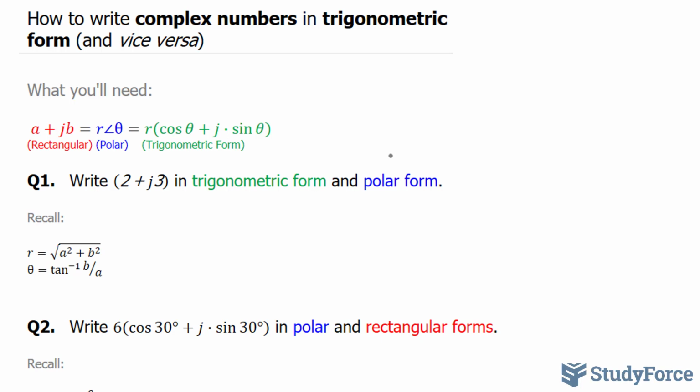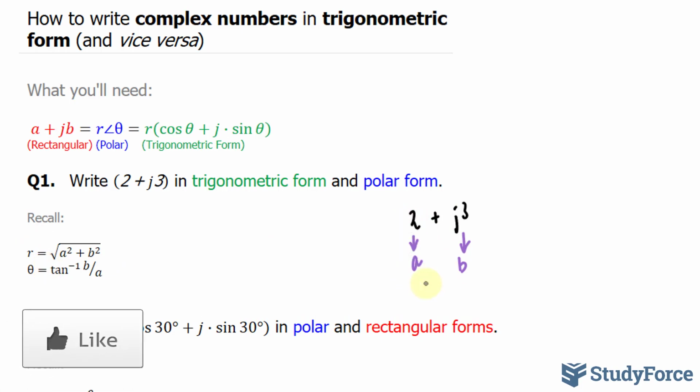You can then use your radius and your angle and plug it into this formula. To go from rectangular form to polar form, you'll need to use these two formulas, where your complex number, 2 plus j3, this 2 represents your a, and this number right here, the 3, represents your b. So let's substitute these numbers into this formula to find our r, and substitute these numbers as well into here to find out our theta.